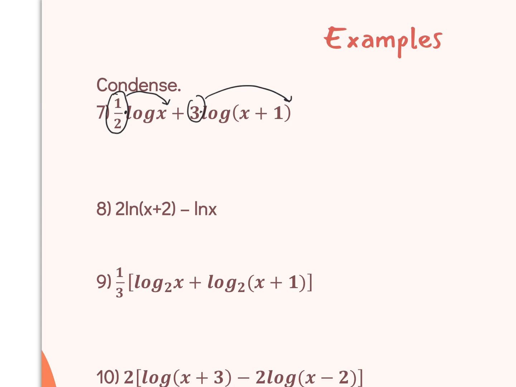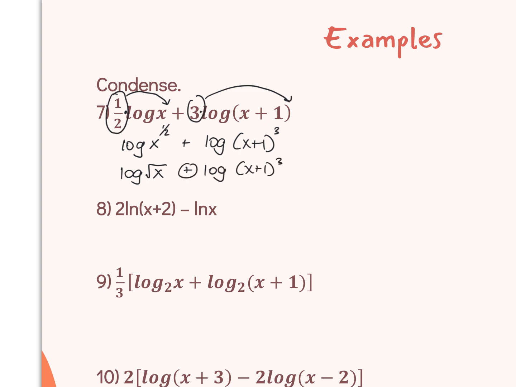So I'm going to rewrite that. I'm going to get log of x to the 1/2 power plus log of x plus 1 to the 3rd power. Now I can also write, I know x to the 1/2 power is the square root of x. That's fine too. So let me just leave this as log base 10 of x plus 1 cubed.